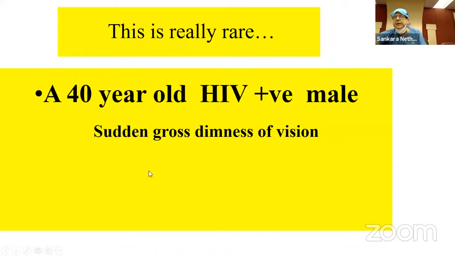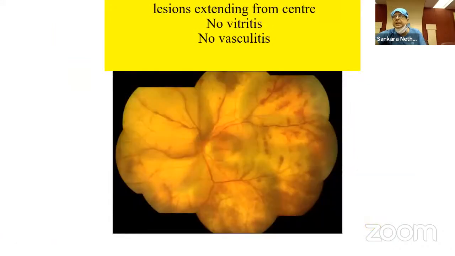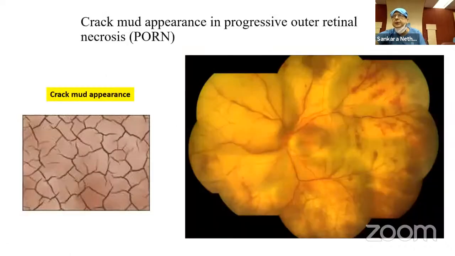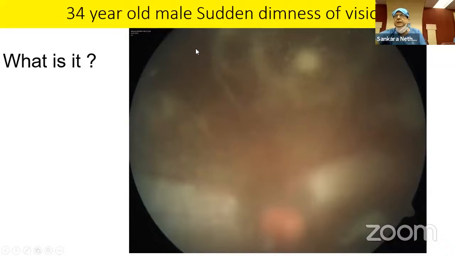Another case of HIV, a 40-year-old HIV positive male, with sudden gross dimness of vision. Here you can see the lesion starting from the central area and going to the periphery. No vitritis, no vasculitis. What is this? This is progressive outer retinal necrosis, and you can see the cracked mud appearance in the fundus picture.